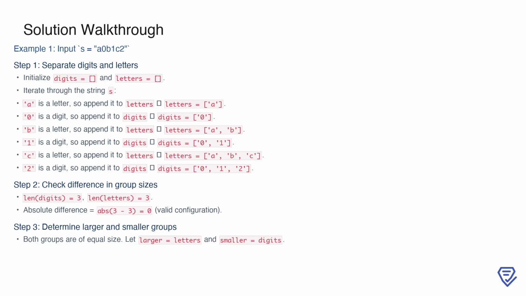After separating the two groups, we check the difference in their sizes. Since both groups have 3 elements, the absolute difference is 0, which means it's a valid configuration for reformatting. With both groups being equal in size, we assign letters as the larger group and digits as the smaller group, ensuring compatibility for interleaving later on.